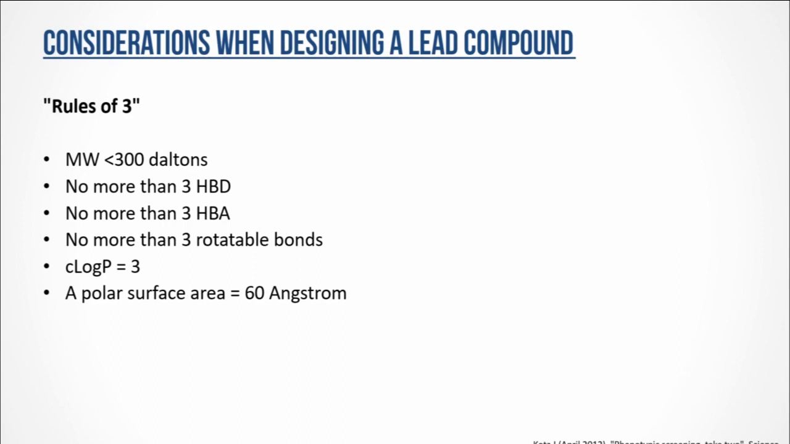We want to consider how many bonds within the molecule can rotate. We don't want it to rotate too much, no more than 3. For C log P, we don't want it to be more than 3, which is essentially a criterion to say how much you like water. And lastly, the polar surface area of the drug, we don't want it to be more than 60 angstrom.